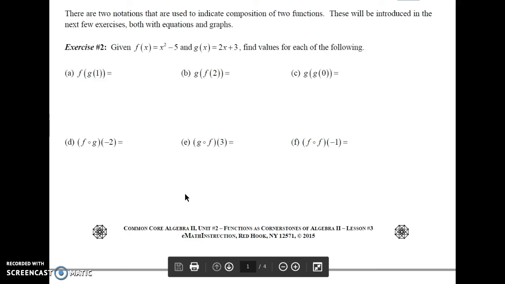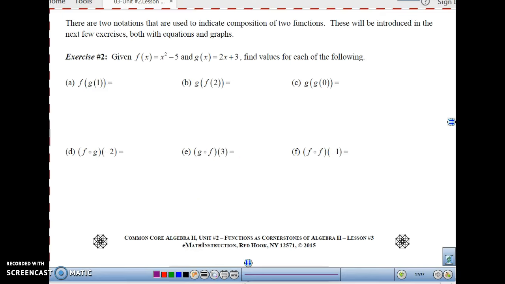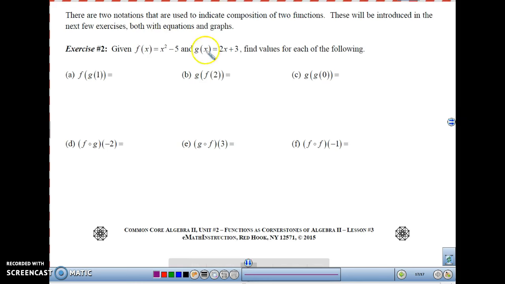All right, now composition is notated in two different ways, and I'm going to show you both ways. We have two functions here, f of x and g of x, and we need to find values for each of the following. The first method that you see is written in parenthesis form, function form. The first one is f of g of 1. When you have the double parentheses like this, what's inside the parentheses you do first.